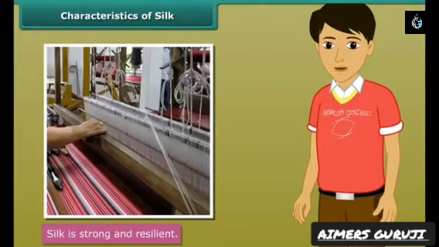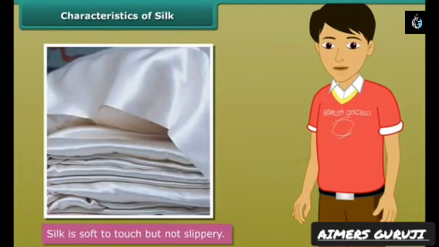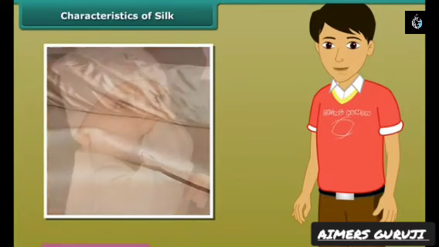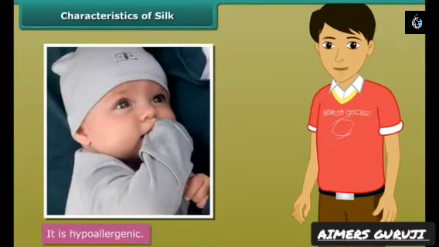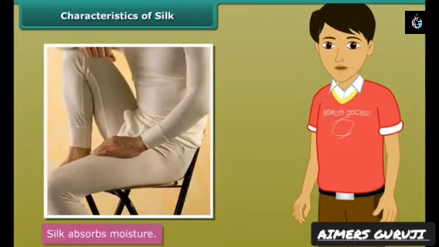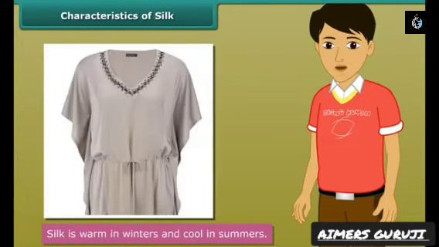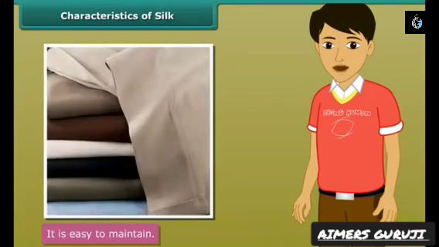Silk is a strong and resilient fiber. It is soft to touch, but at the same time, it is not slippery. It has sheen and luster. It is hypoallergenic, that is to say, it causes less allergies in human beings. It absorbs moisture. Silk is warm in winters and cool in summers. It is easy to maintain.